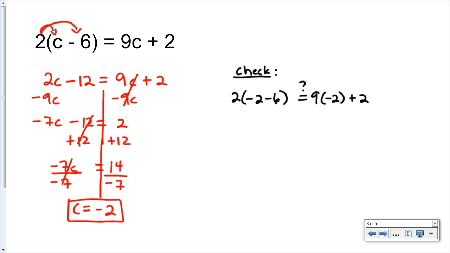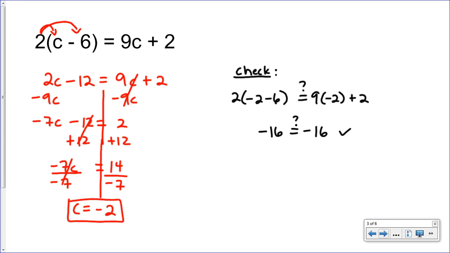I'm going to type in the whole left side on my calculator. So that gives me negative 16. See what I get on the left. Negative 16. Okay, so I know that negative 2 is the correct answer.